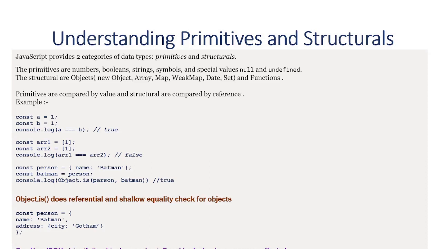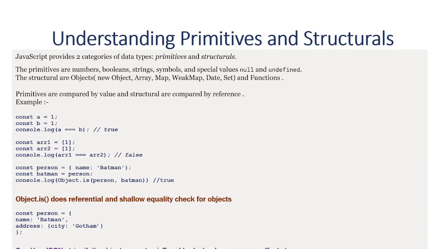Let's take another example. arr1 equal to an array with one element, arr2 equal to an array with one. Value wise, arr1 and arr2 are equal. But these two references are pointing to different objects. So if I do arr1 triple equal to arr2, it will return false, because remember, structurals are compared by reference, and these two references are pointing to different objects, different arrays.